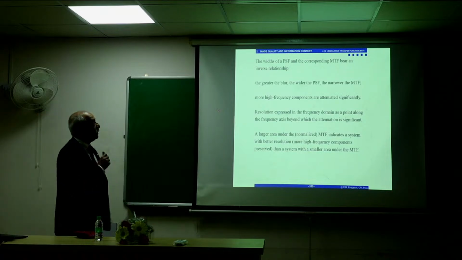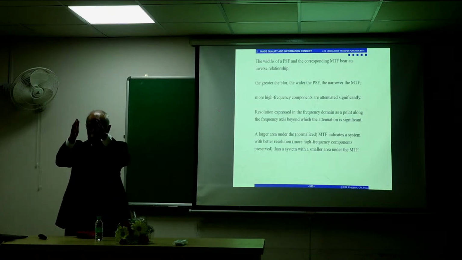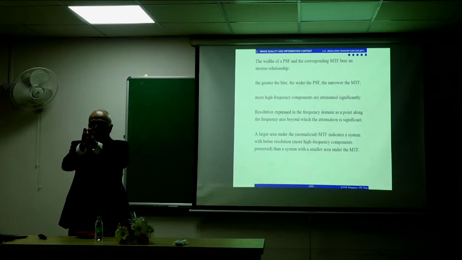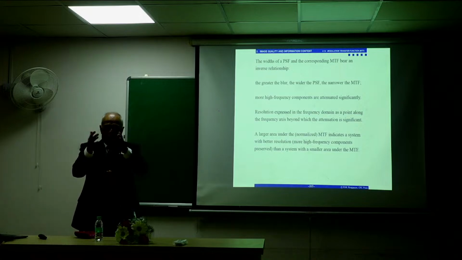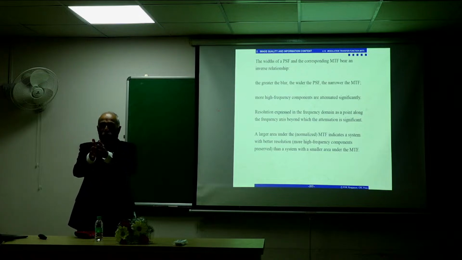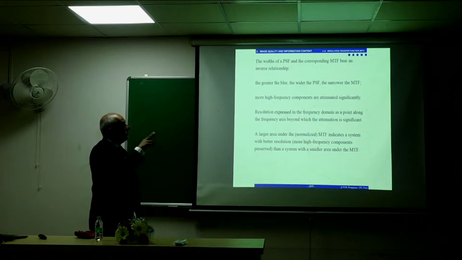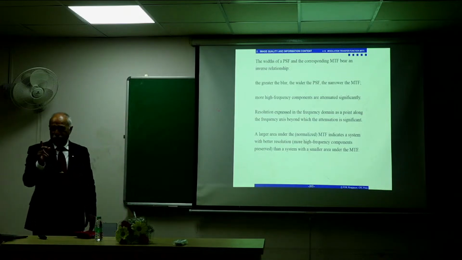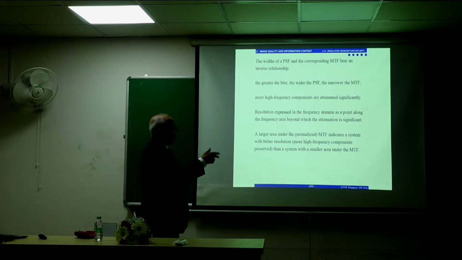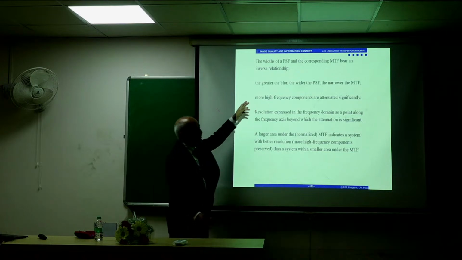So the width of the point spread function and the corresponding modulation transfer function are important. In the image domain, if the point spread function is broader and broader and broader, there's more and more blurring. But if the point spread becomes bigger and bigger, broader and broader, the MTF becomes narrower and narrower, more and more low pass. So the width of the point spread function and the MTF have an inverse relationship. The greater the blur, the wider the PSF, and the narrower the MTF, more low pass. More high frequency components are attenuated significantly.